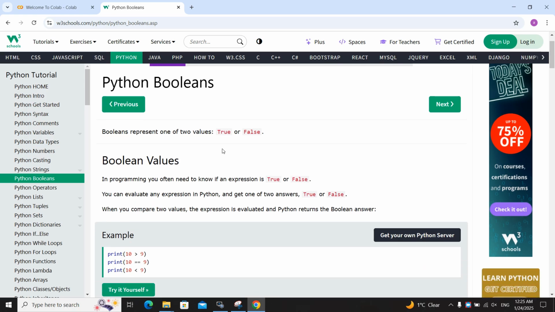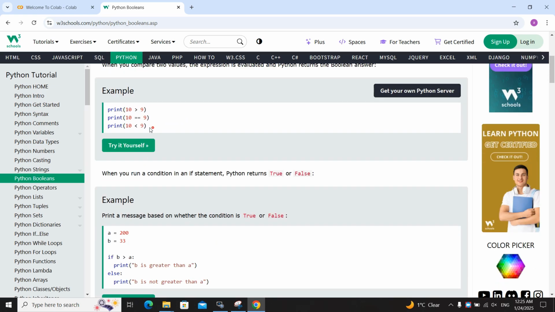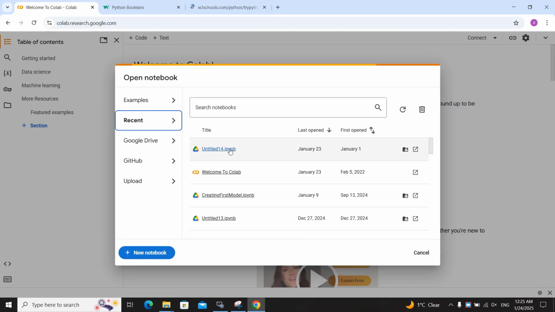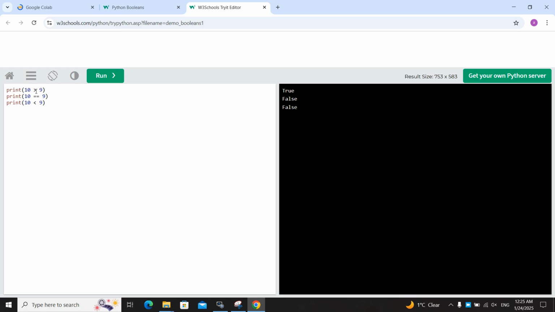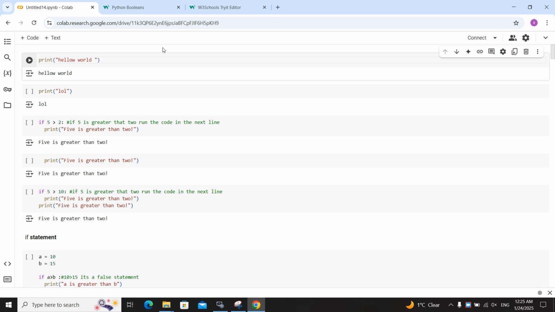Booleans represent one of two values, true or false. It means that the statement is true or false. Let's run the examples we have here. Wait a little for it to run. Okay, let's see. For example, we want to ask something logically, and the answer is true or false.